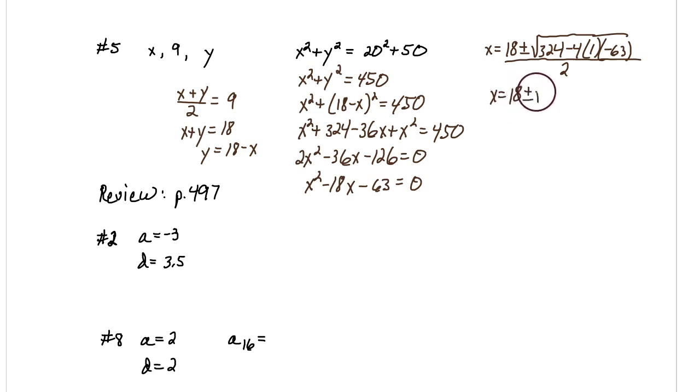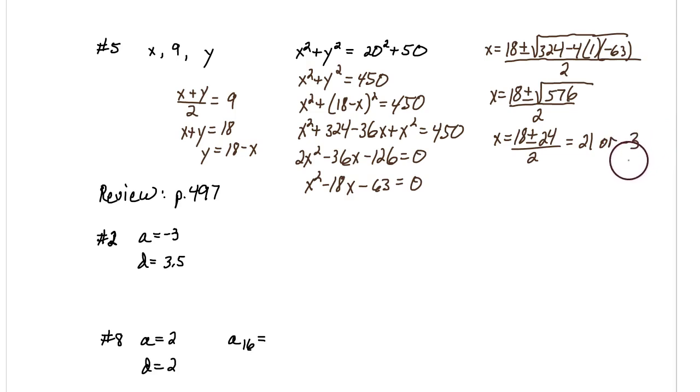Now let's work inside the radical. 324 minus 4 times 1 times negative 63 is 576. Now does the square root of 576 work out to a whole number? It does. That makes 24. So we have x equals 18 plus or minus 24 all over 2. 18 plus 24 makes 42, which divides by 2 to make 21. 18 minus 24 makes negative 6, which divides by 2 to make negative 3. There are two possible answers for x.